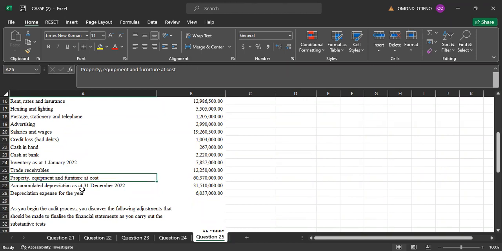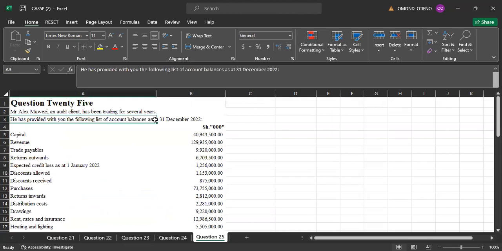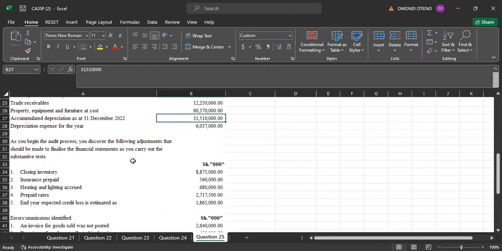So this accumulated depreciation as at 31st of December 2022, this was the value. And then we have depreciation expense for the year. If you are given this accumulated depreciation as at 31st of December 2022, the information given to us here is also as at 31st of December 2022. So it means this depreciation expense is already included in this accumulated depreciation. And therefore, our net book value of PPE will be cost minus accumulated depreciation. But then you have to also look at the additional information to see if there is any item that will be affecting our accumulated depreciation or our depreciation expense for that particular year.